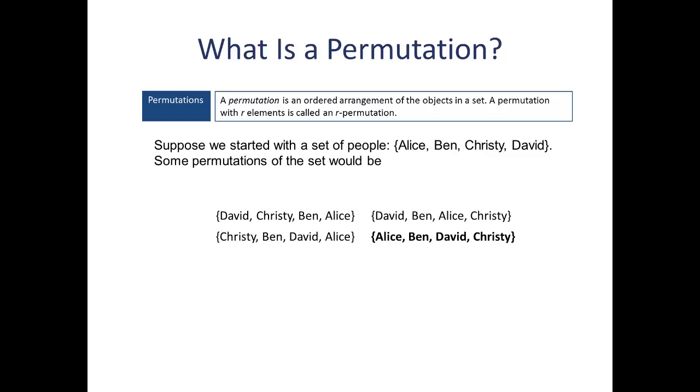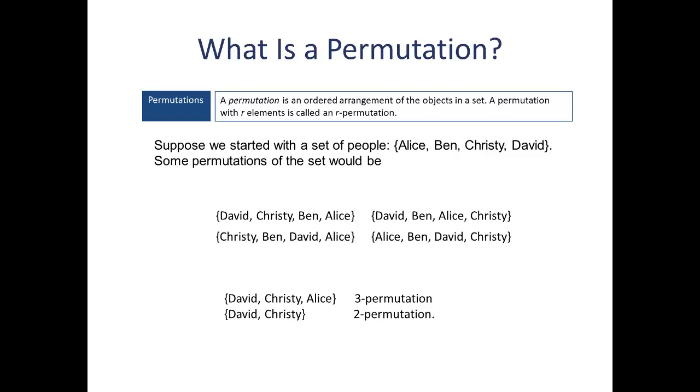If the order doesn't matter, then it's something else. Then it's what we call a combination, and that's something we'll be looking at in later lectures. Now, these 4 permutations here are examples of what would be called a 4-permutation, because each of them has 4 elements. Here are a couple other examples. David, Christy, Alice would be a 3-permutation because it has 3 elements. And David, Christy would be a 2-permutation because it has 2.